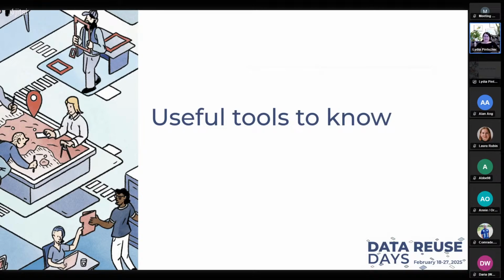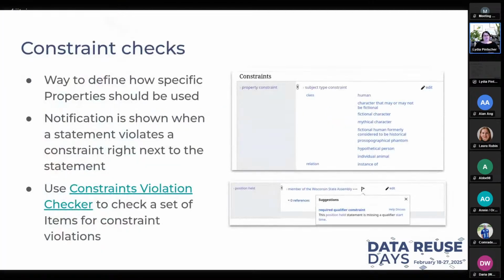Now, we went through all the different ways you can get to the data, and there are a few useful tools that help you along the way that you should know about. Number one are the constraint checks. So constraints are a way to define how a property on Wikidata should be used. So for example, that capital should be used on a country or something similar and not on a human.